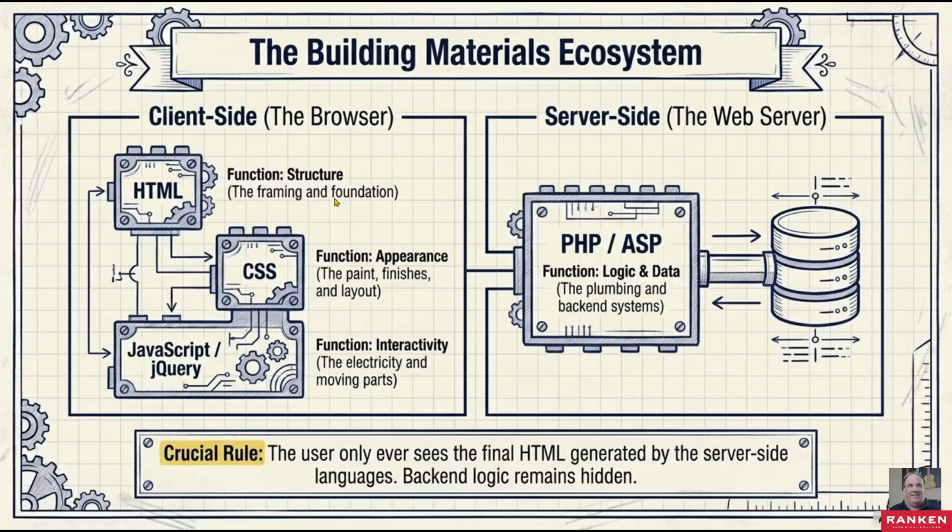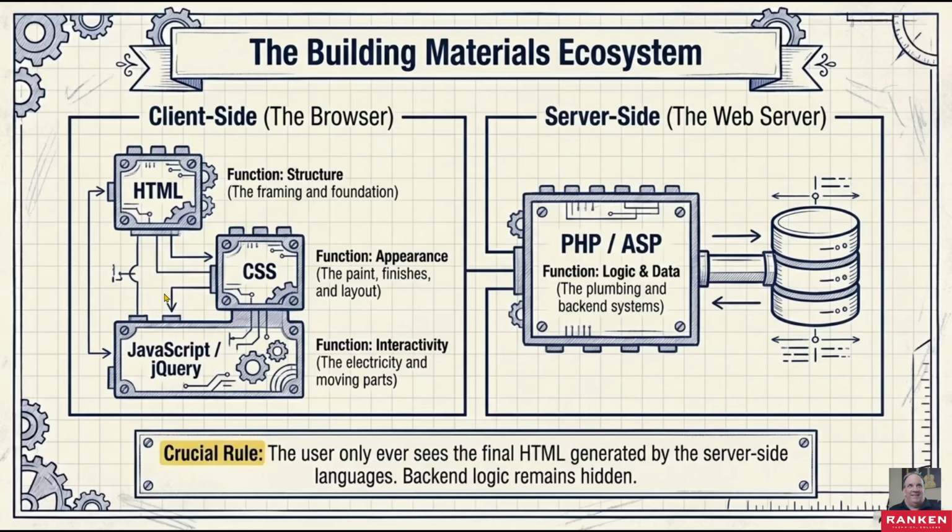But here, basically, it's showing you the function. HTML is the structure, the framing, the foundation. It's all structural. CSS is cascading style sheets. This is the appearance, the paint, the finishes, the layout. This is all the different styling to make it look nice. JavaScript adds interactivity. You can look at it as the electricity and the moving parts. JavaScript adds a little bit of interactivity. And basically, this is what's run inside the browser, on the client side.